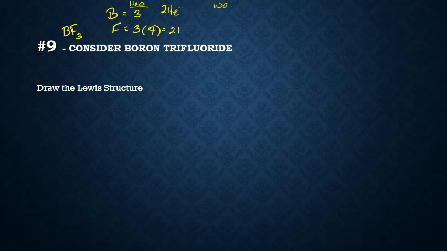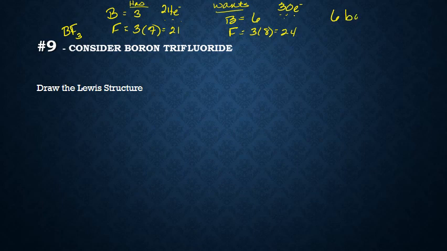What it wants, be careful, because remember, boron really only wants 6 electrons. Fluorine, there's 3 of them, and they each want 8, so that's 24. So this molecule wants 30 electrons. I subtract these 2 numbers, and I end up with 6 bonding electrons. Divide by 2, that's 3 bonds.